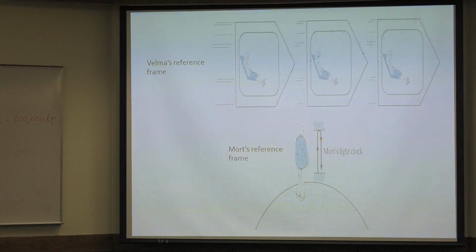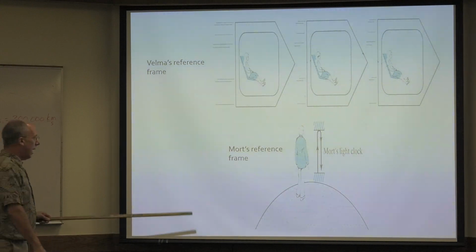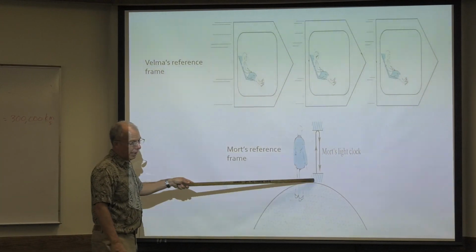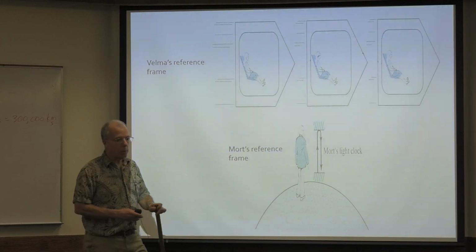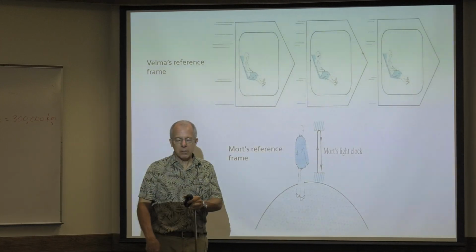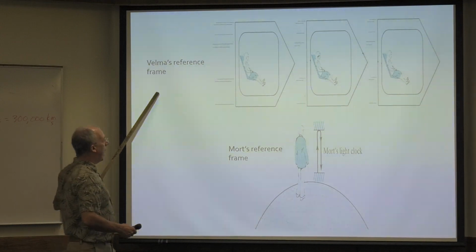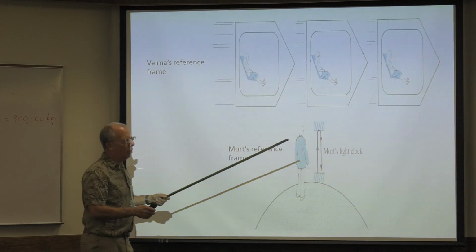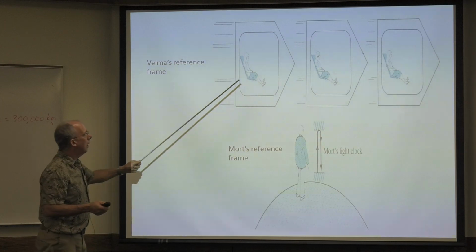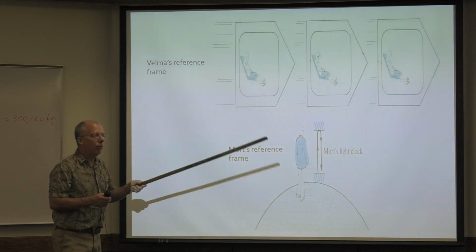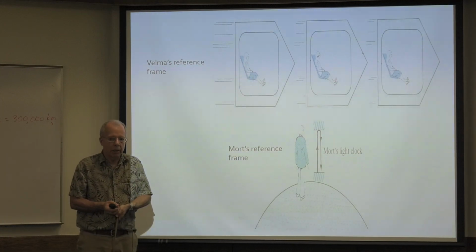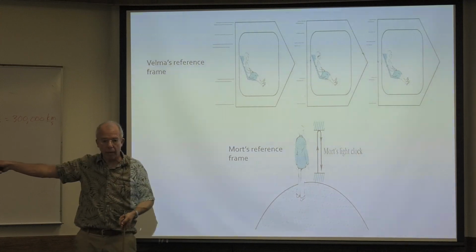Okay, now let's switch reference frames. Now we're going to say that Mort has the light clock. So Mort, 1 second, right? But again, Velma is moving past him. So what does that mean? Well, what does Velma see? Velma says she's stationary, so she sees Mort going that way.